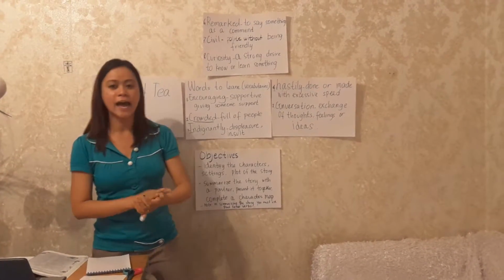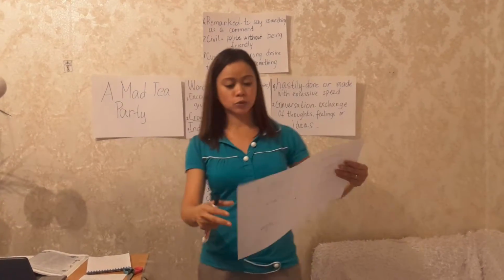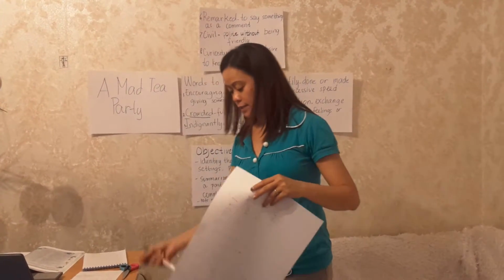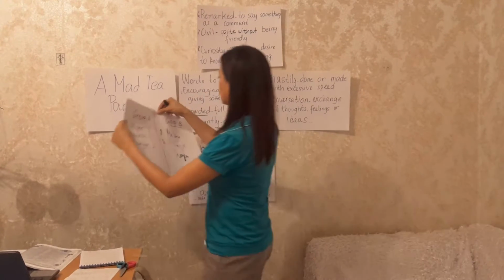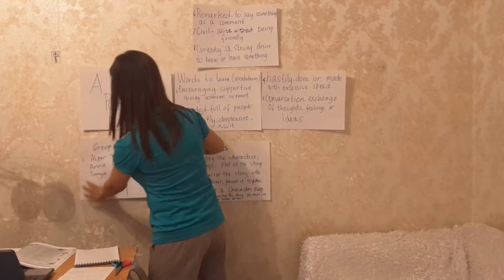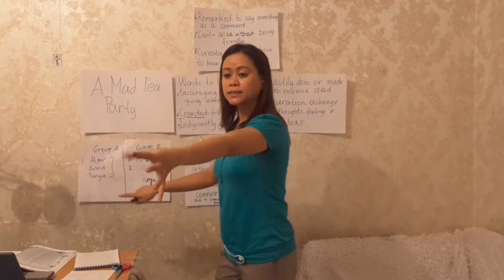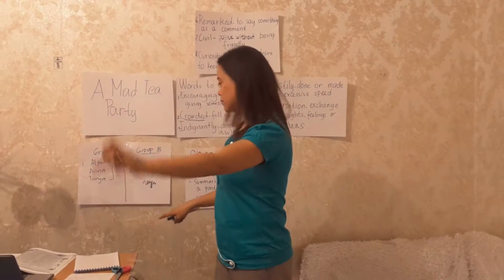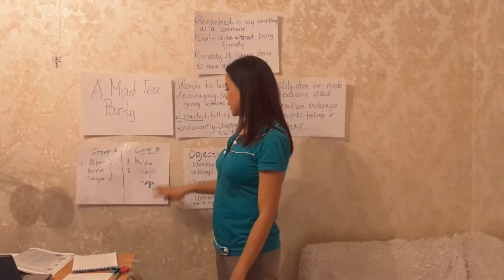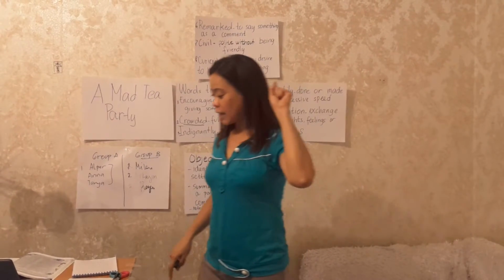Okay, so now I am going to divide you into Group A and Group B. The first group, Group A, will be Alper, Anna and Tanya. Please group yourselves here. And in Group B, Milana, Erkayim, and Roger in this place.